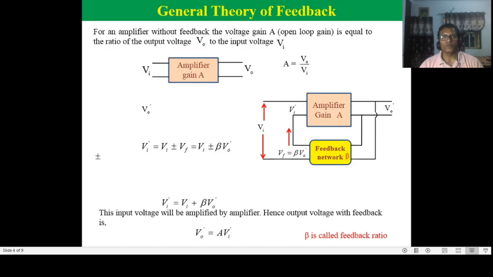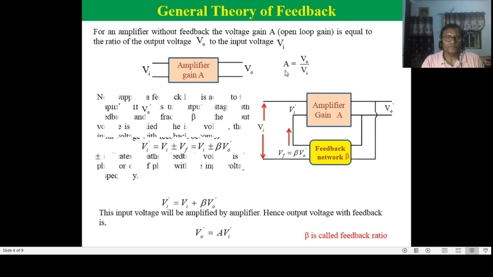Let us try to understand the general theory of feedback in an amplifier. So, let us consider an amplifier without feedback. So, this is an amplifier without feedback. Vi is the input and Vo is the output. So, gain of this amplifier is A equal to Vo upon Vi. This is the gain of the amplifier without feedback.